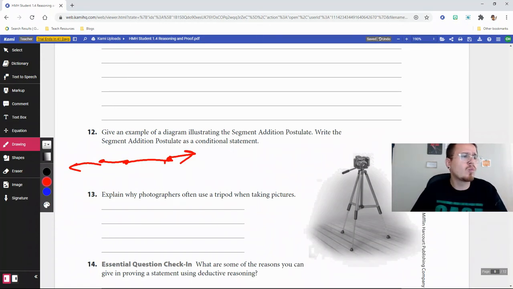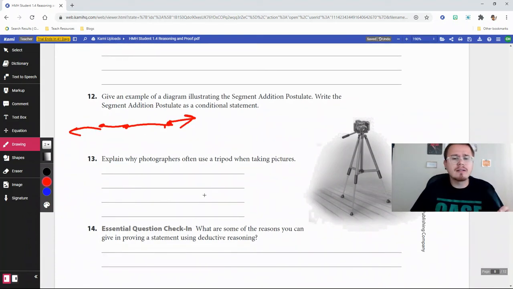How many of you guys are photographers? Something I would always kind of wanted to get into, but I haven't. Why do they use a tripod?